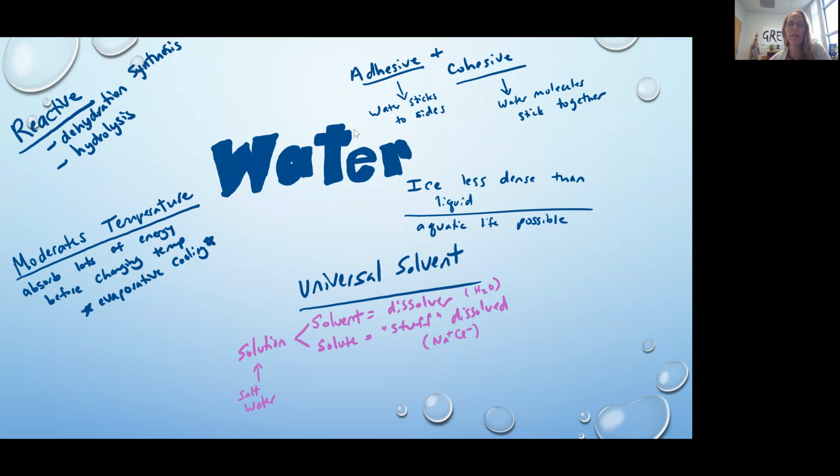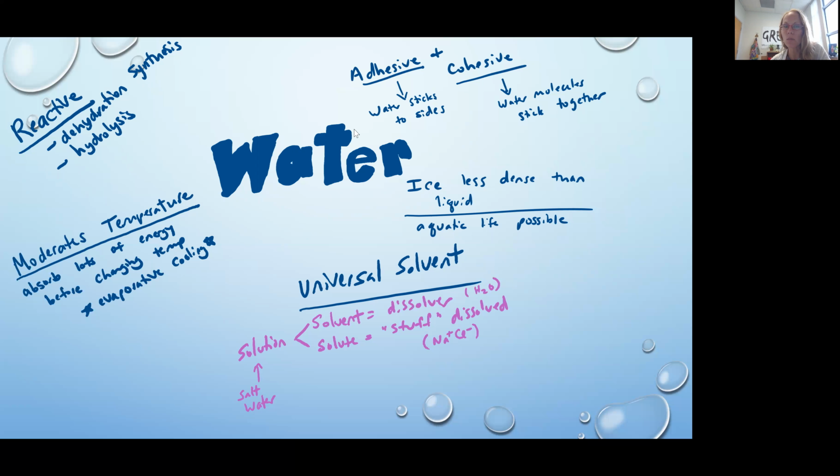And then our final property that we need to talk about is that water is a universal solvent. So we have some specific terms here that we need to make sure we understand. Okay, so the first term is the word solvent. Solvent is the dissolver in a solution. And so when we talk about water as the universal solvent, we're talking about water as being this universal dissolver.